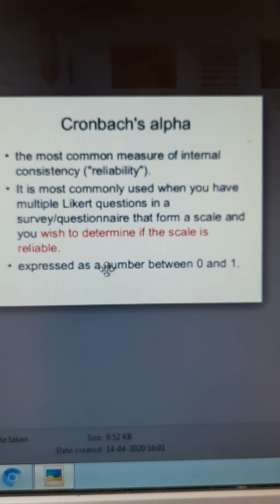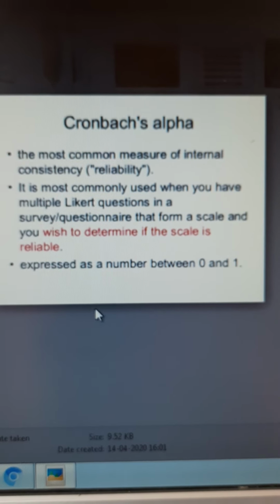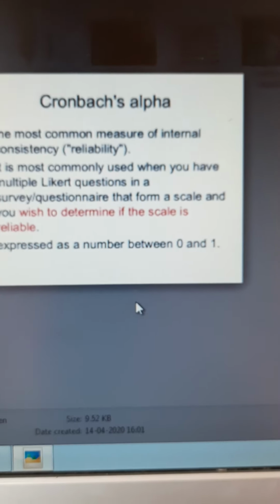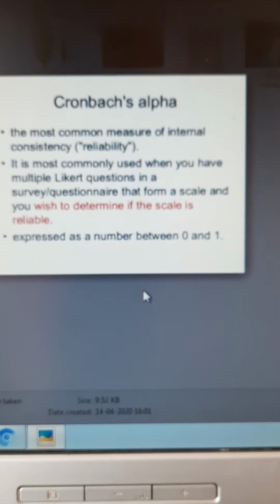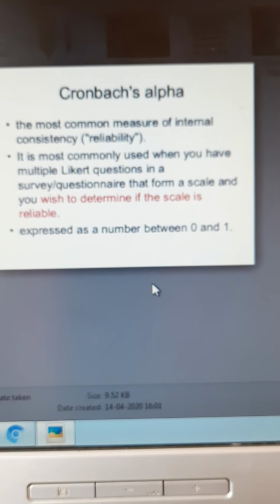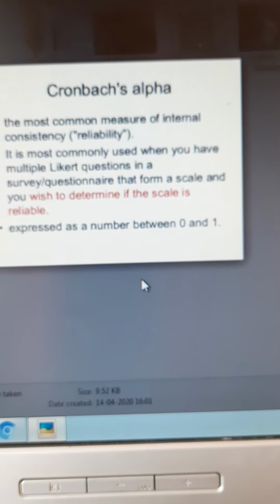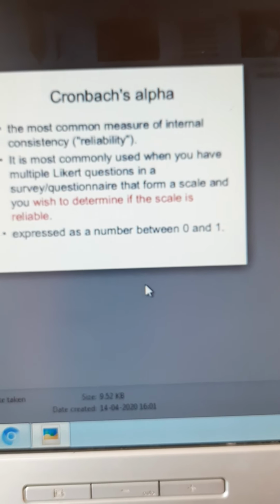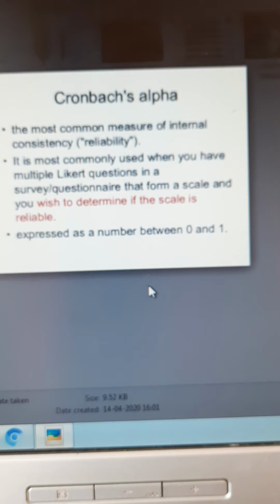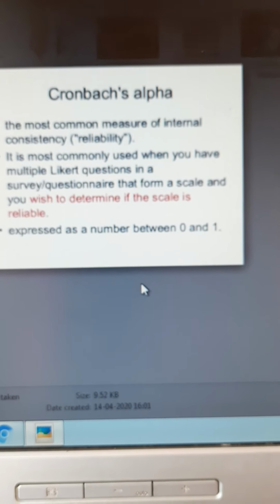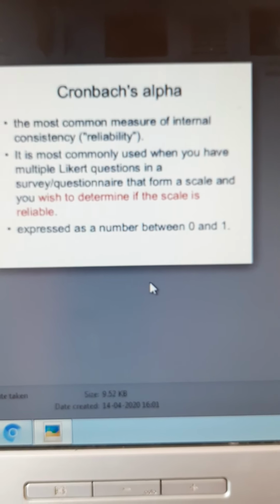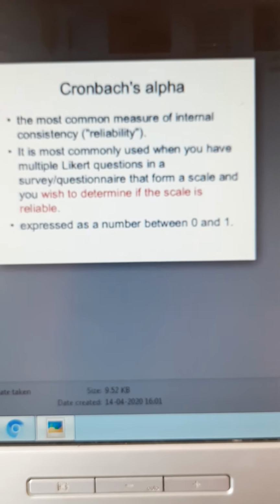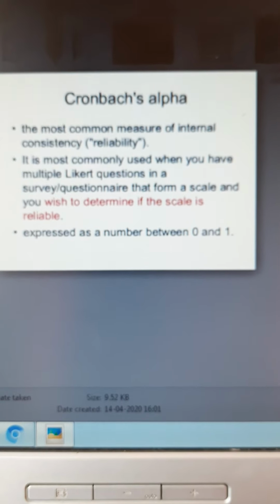Okay, and it is expressed from 0 to 1. Okay, so if the reliability is 0.99, that means very good. 0.85, excellent. Okay, if the reliability is 0.3, no good. Your instrument is no good. You have not worded it correctly. Okay, this is called Cronbach alpha or test for reliability.